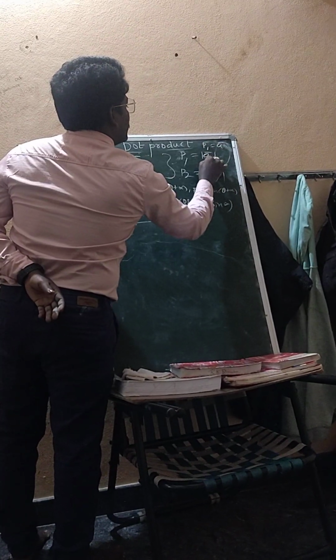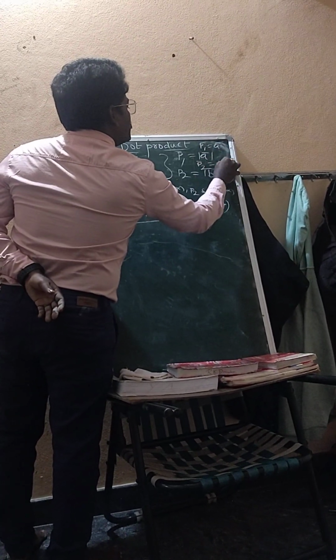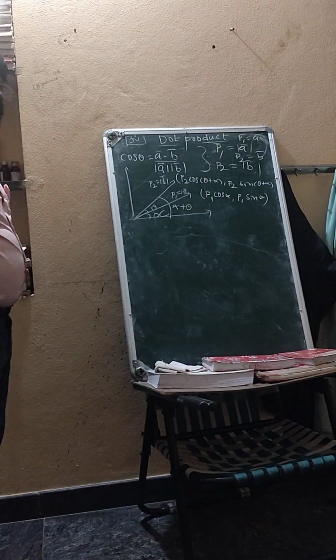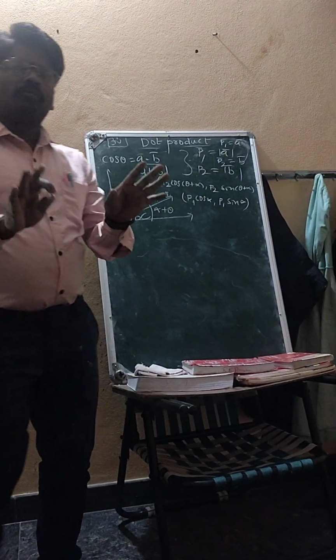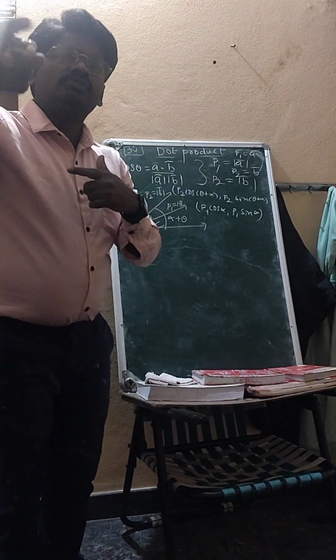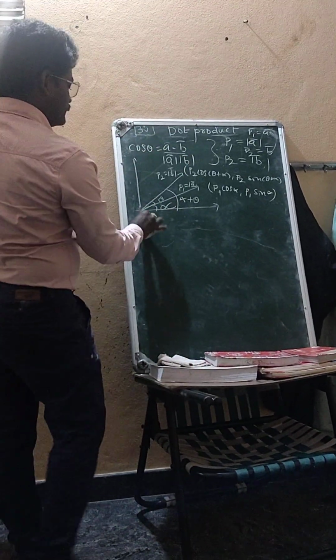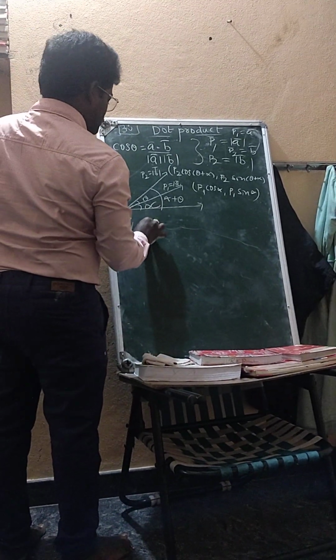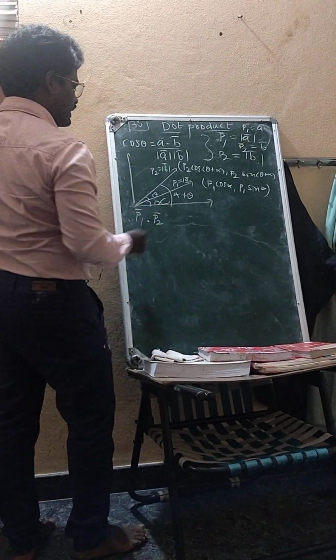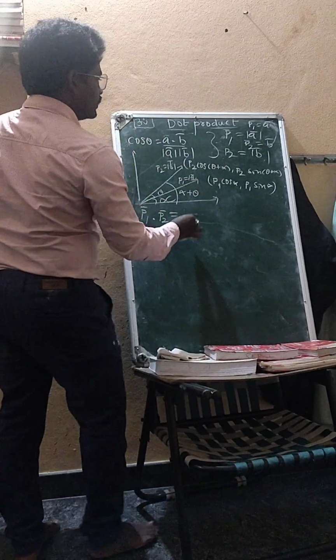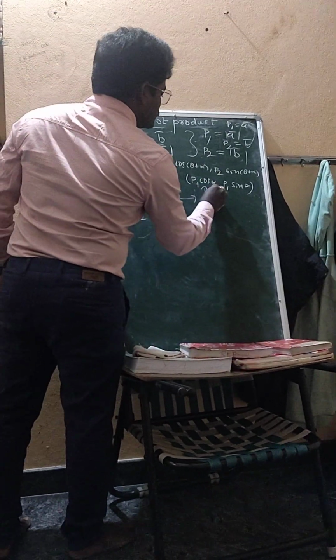A bar, and P2 bar equal to B bar. Normal vector to vector, no problem. But when a vector is converted into a scalar, use the magnitude property. P1 dot P2, P1 bar dot P2 bar. Okay, and this is the position of I.